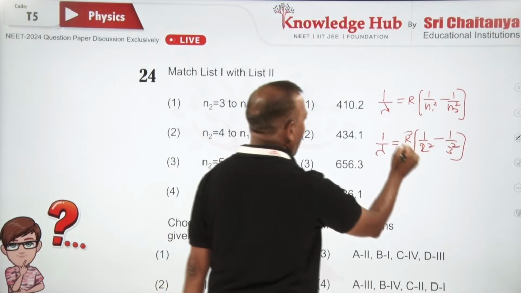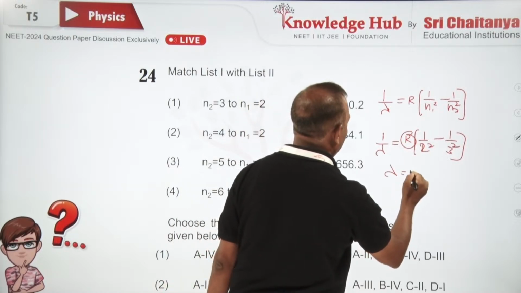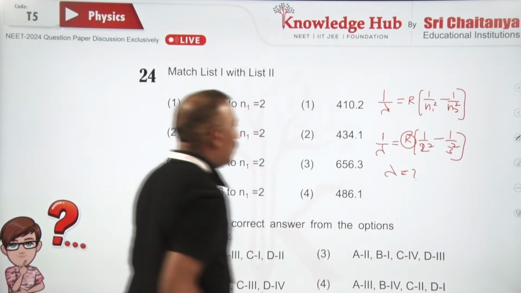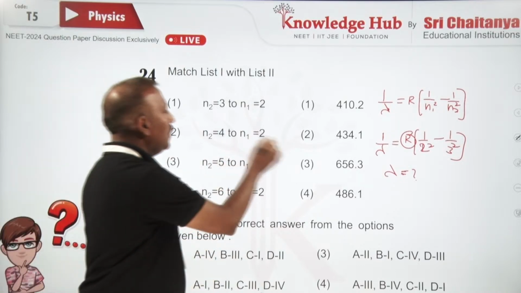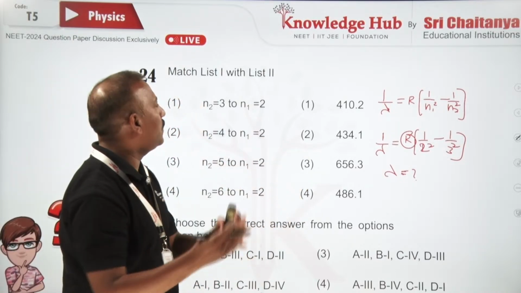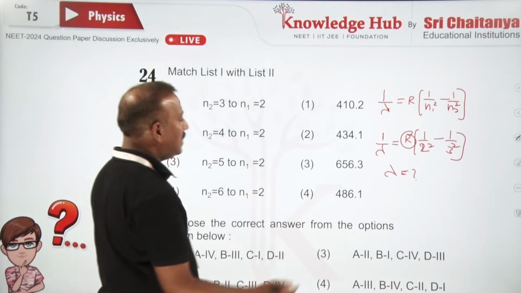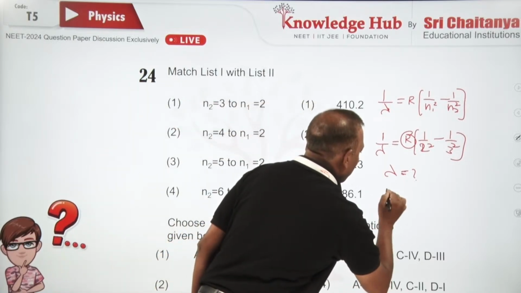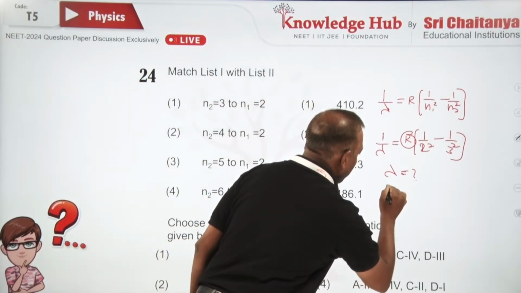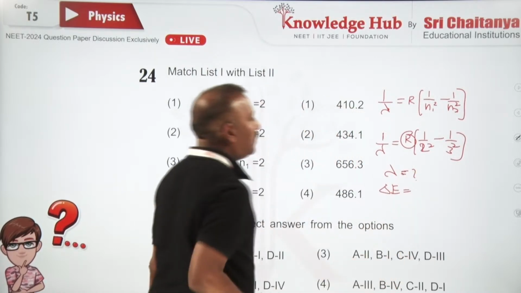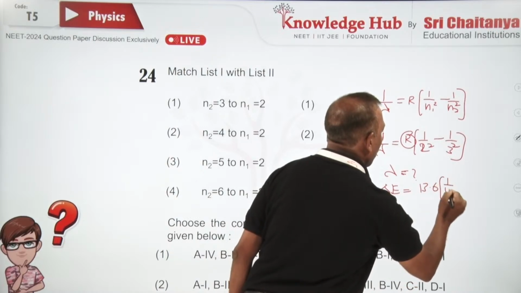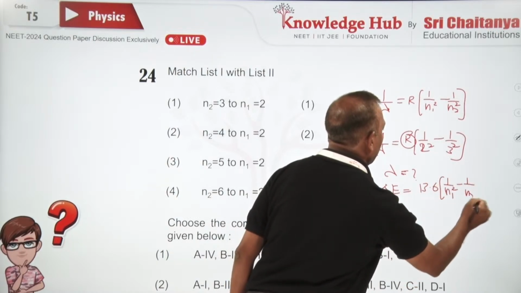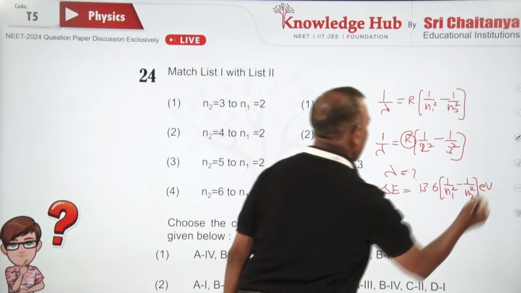By substituting the r value, you can compare the lambda values. From this, if you substitute the value of r, we will get the answer. Alternatively, I am telling you one simpler method, that is, find out 1 by lambda or lambda by using a simple principle. The energy difference between the two energy levels is given by 13.6 into 1 by n1 square minus 1 by n2 square. This is so many electron volts.